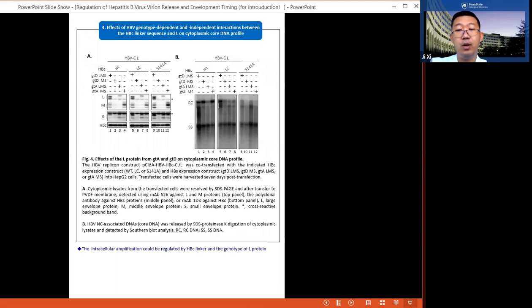In Figure 4, different from the genotype D L protein, the genotype A L protein could not restore the rcDNA of LC or the double-strand DNA smear in the wild-type and LC capsid. But both genotype A and genotype D L protein play a similar role to restore the rcDNA and the double-strand DNA smear in the S141A capsid.